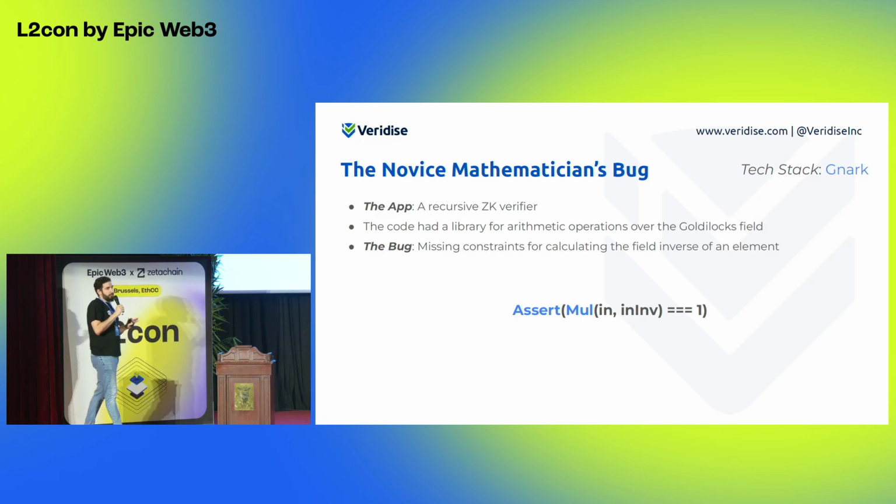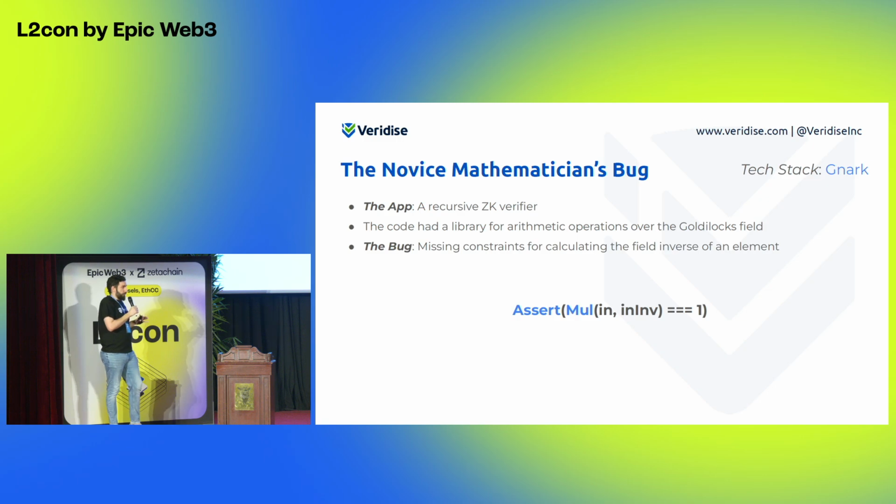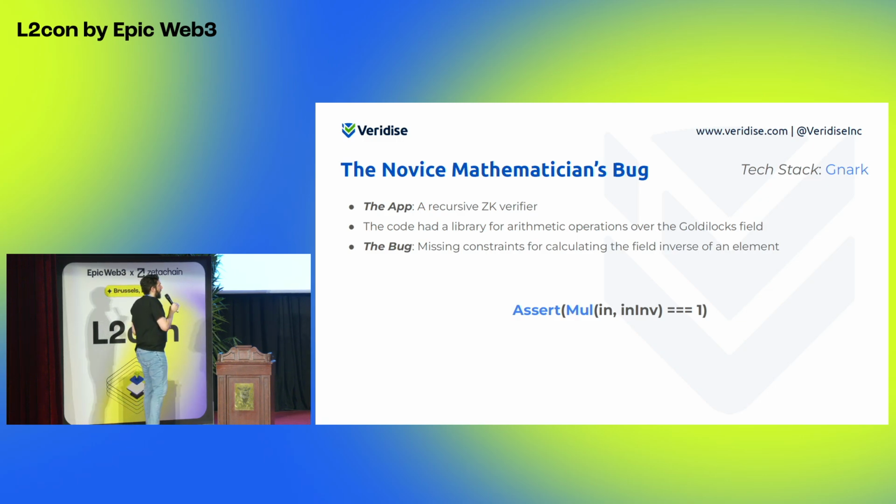For the next application, we audited a recursive ZK verifier that was implemented in Noir. And at the core of this application was a library that was implementing arithmetic on the Goldilocks field. So the bug here was a very subtle misconstraint on the module that was calculating the inverse of a field element. If you're not familiar with inverses, it's very simple.